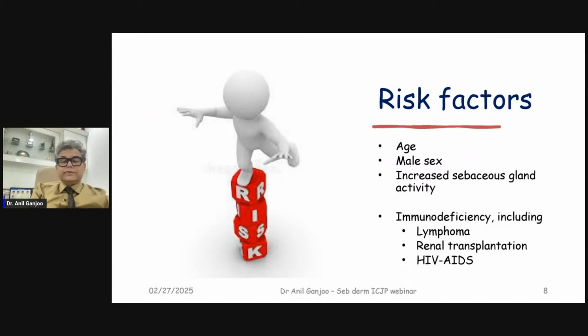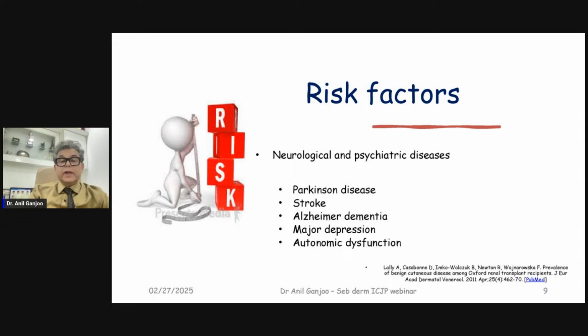Now, the risk factors, as I told you: age, infancy and middle age. Males are affected more often. If there is increased sebaceous activity, definitely seborrheic dermatitis is more common, but that's not the only factor. The quality of sebum is also important. And if there is immunodeficiency, the incidence of this disease goes up considerably, like in patients of lymphoma, those of renal transplant on immunosuppressives, patients of HIV and AIDS, etc.